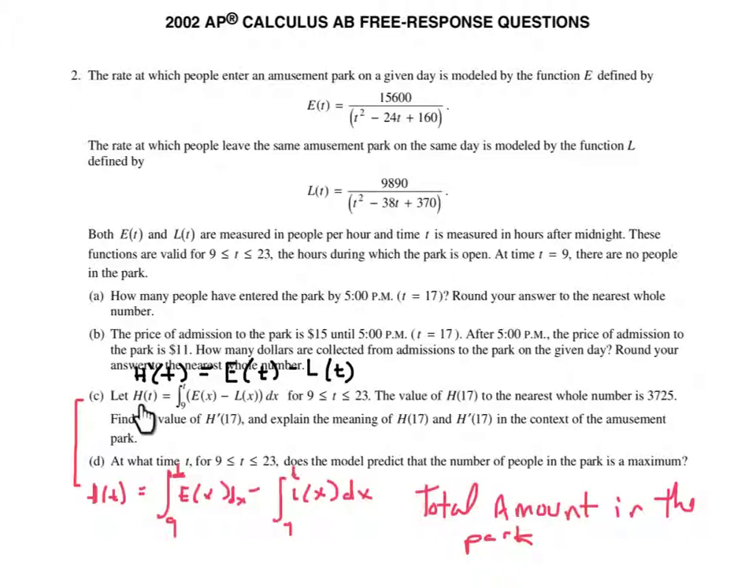Okay, so you got to be very careful with your wording here, because it's not just, hey, what's the meaning of H(t) and what's the meaning of H'(t), they gave you a number. You must use that number in your explanation. At that time, time 17, it was the number of people or the rate of change. Okay?